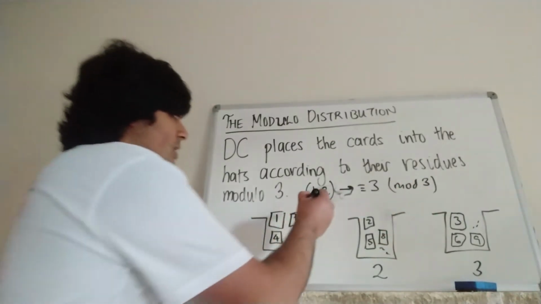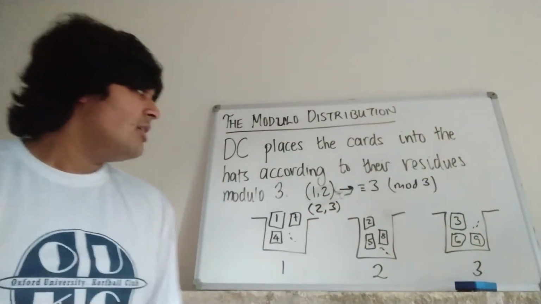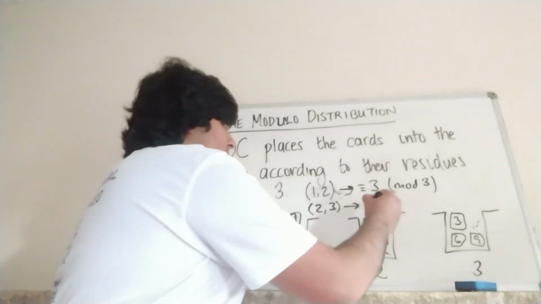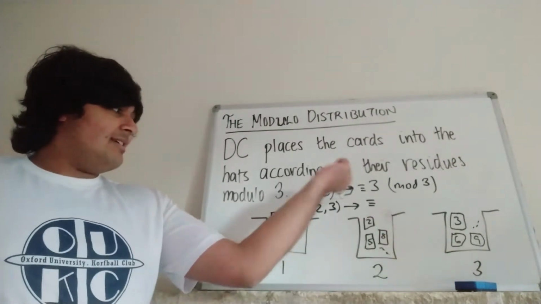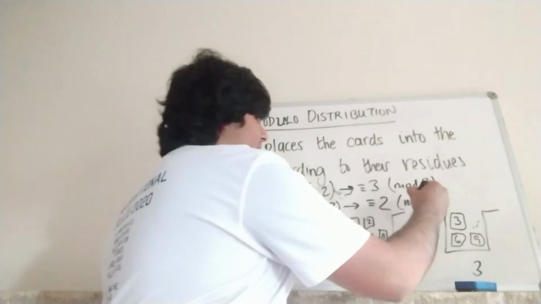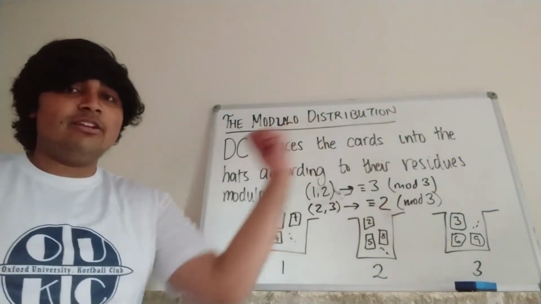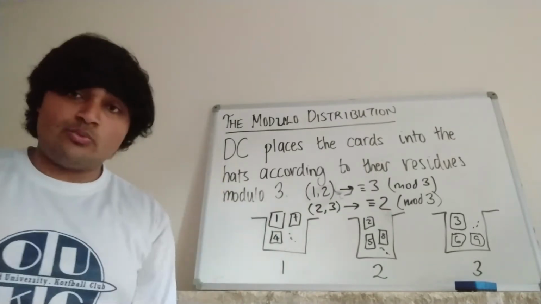Great. What if the spectator chooses cards from 2 and 3? Well, then if we add them up, that's going to correspond to 2 mod 3 plus 3 mod 3, which just sums to 2 mod 3. So if David Copperfield hears a number congruent to 2, then he knows that the hat that wasn't chosen was 1.